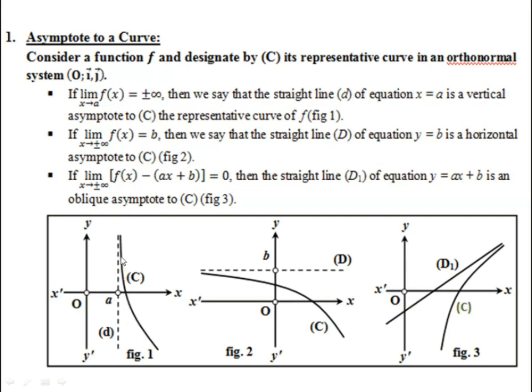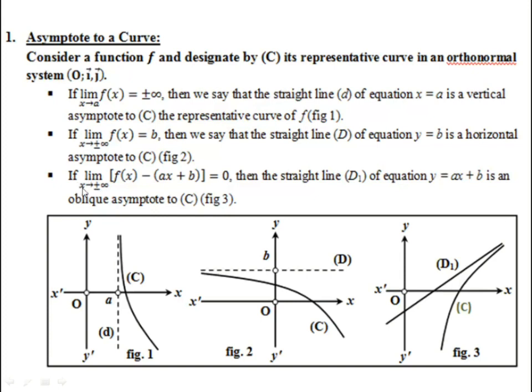Here we have the curve C, and here's the vertical asymptote with the equation x equals a. Now, if the limit as x tends to plus or minus infinity of the function f of x equals b, where b is a real number, then we can say that the straight line d of equation y equals b is a horizontal asymptote to C. Here's the curve C, and this is the horizontal asymptote to C of equation y equals b.